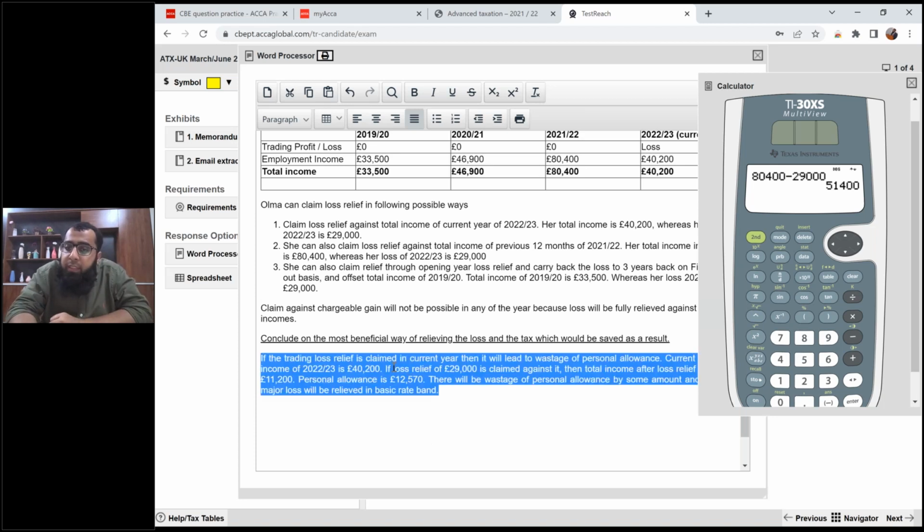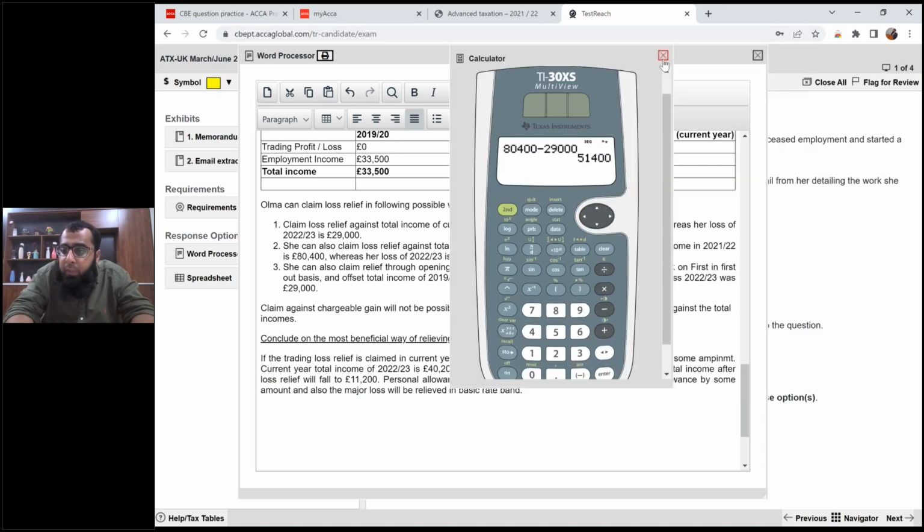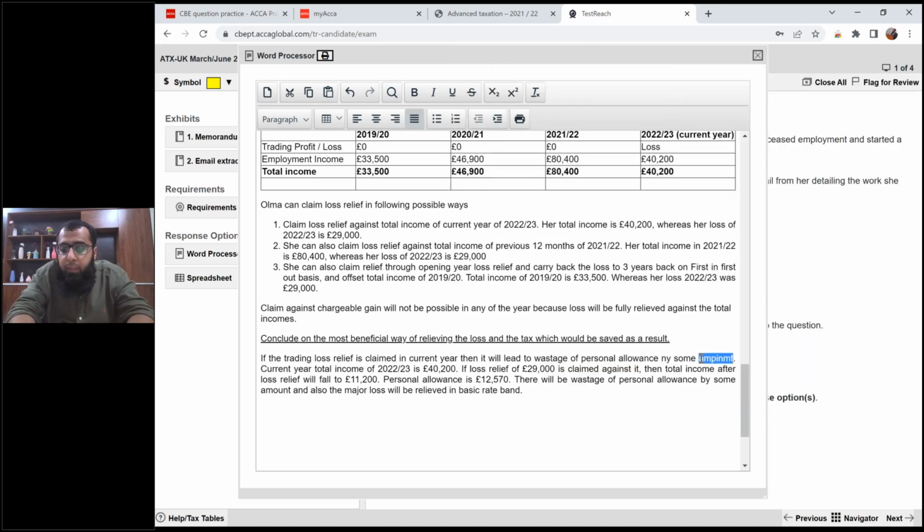If the trading loss is claimed in the current year, then it will lead to wastage of personal allowance by some amount. The personal allowance will get wasted. Current year total income is 40,200. If loss relief of 29,000 is claimed against it, then total income after loss relief will fall to 11,200. The personal allowance is 12,570, so you will waste some of the allowance.